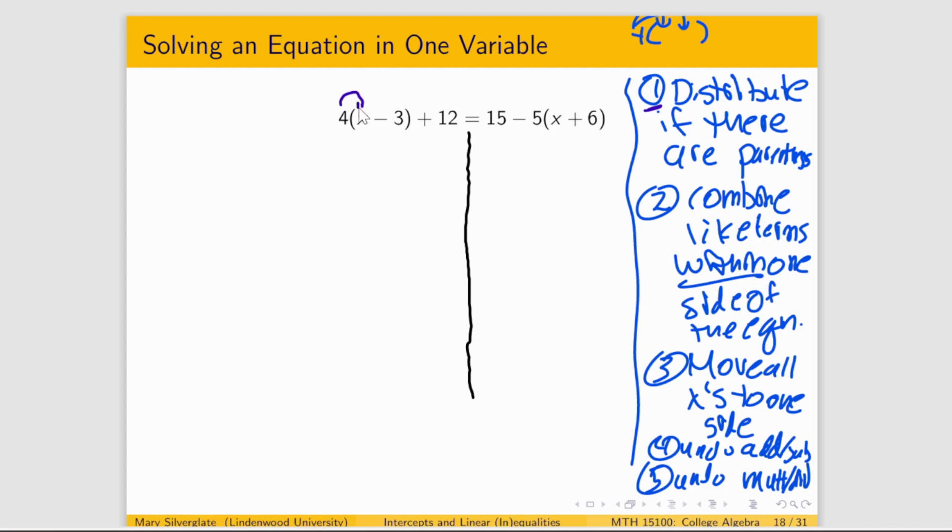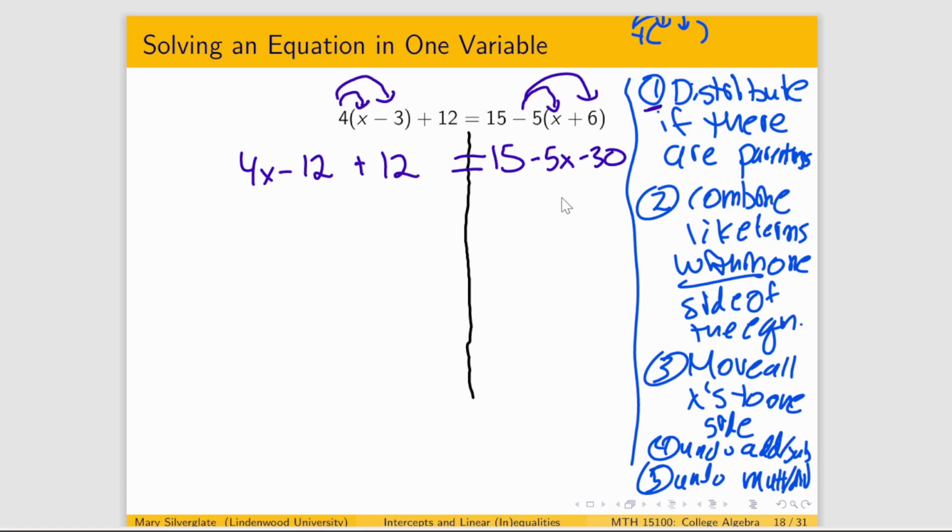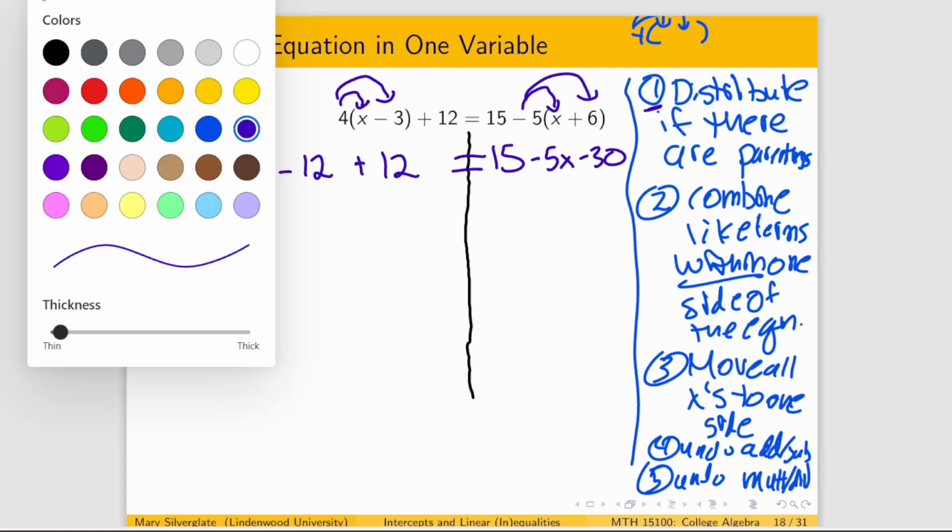So we first distribute: 4 times x gets me 4x. 4 times -3 gets me -12, and then I just drop down the other term. Equals, here that 15 is not being distributed, so I'm just going to drop it down. And when I'm distributing this 5, keep in mind this negative is attached to it. So -5 times x gives me -5x. -5 times 6 gets me -30. And now I've done that distribution step.